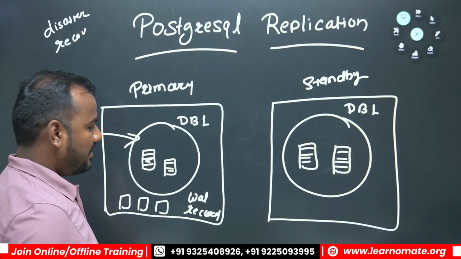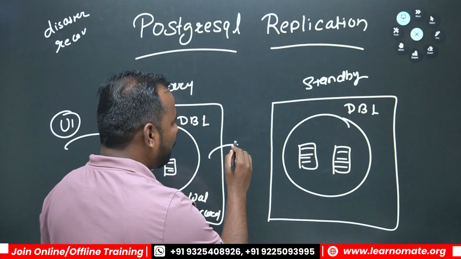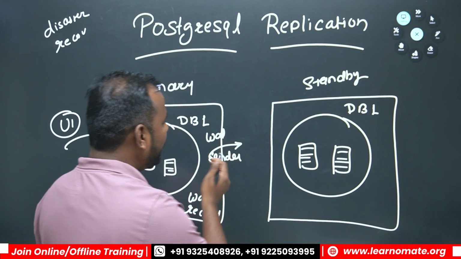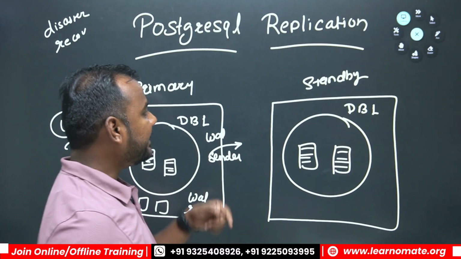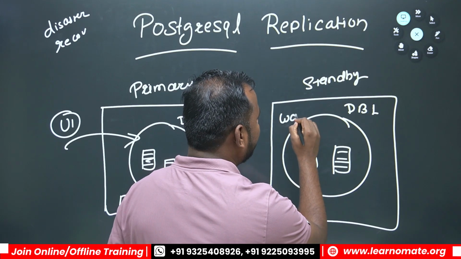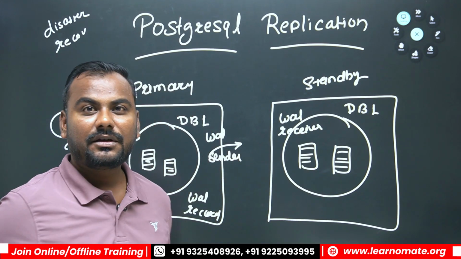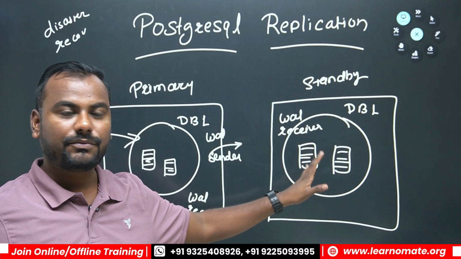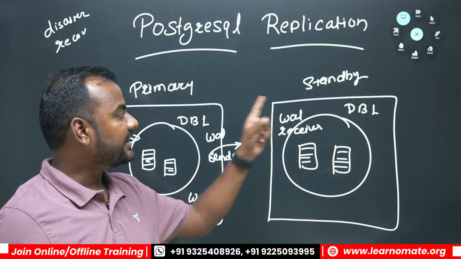Now there is a process running on the primary side. We call it the WAL sender. What this WAL sender will do is pick up the changes from the primary and send those changes to whom? The WAL receiver. So on the primary we have the process called WAL sender, and on the standby we have the WAL receiver. WAL records will be picked up by the WAL sender and sent to the WAL receiver.